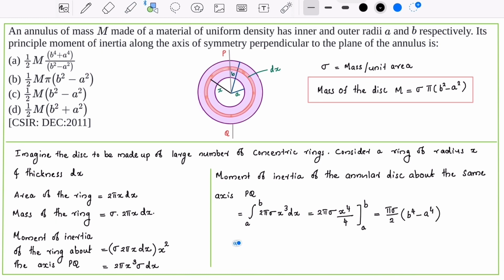That is, the moment of inertia of the annular disk about the axis PQ is pi sigma by 2 into b square plus a square into b square minus a square. Now we have the mass of the annular disk m is equal to pi sigma into b square minus a square. Therefore, the moment of inertia of the annular disk is m by 2 into b square plus a square. Therefore, option D is correct.